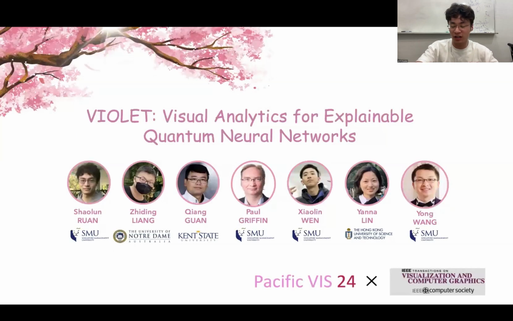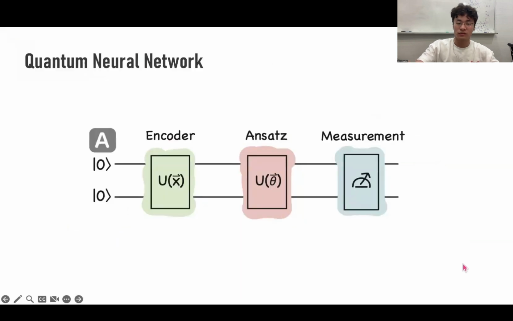Due to the limited time, I just want to introduce this work real quick. This is our last work about the visualization for quantum neural networks, which is called Violet. This work is also published in IEEE TVCG. And this is the architecture of the QNN, as you may already know.